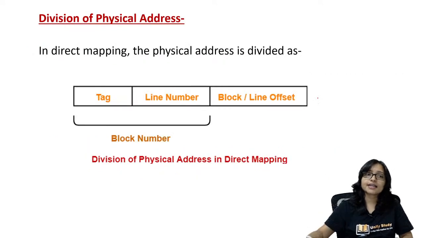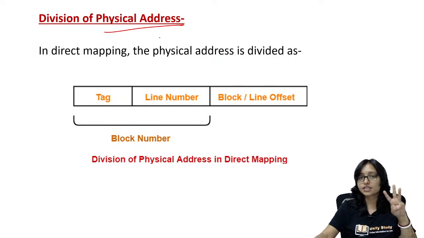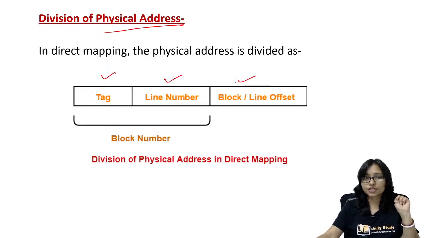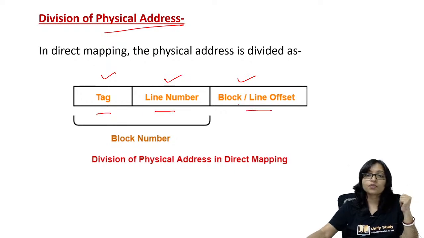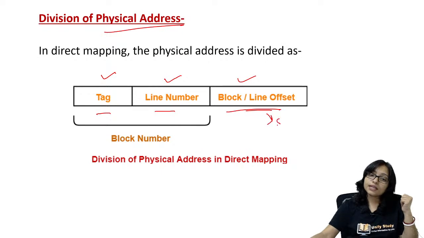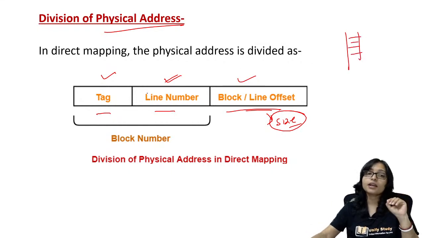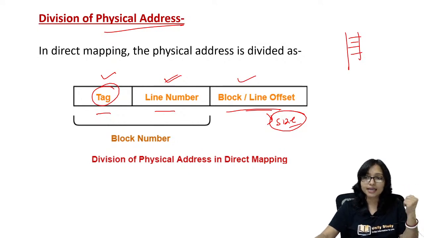And in direct cache, how is the physical address divided? The physical address is divided into three parts. From here also questions are coming: tag, line number, block and offset. Block and offset means the block size. Line number means how many lines there will be. Tag is required because some extra information has to be stored.